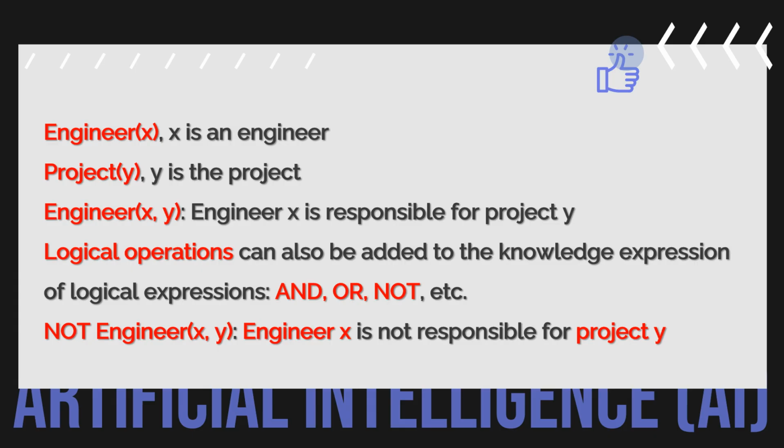So let's get a function right here. Engineer of x means x is an engineer. Project of y, y is the project. We'll read it this way. This is a function. If engineer of x and y, that means engineer x is responsible for project y. Remember the function, the meanings right here.